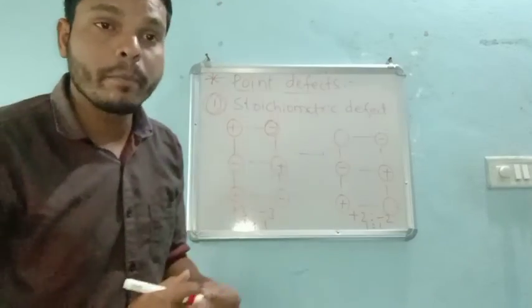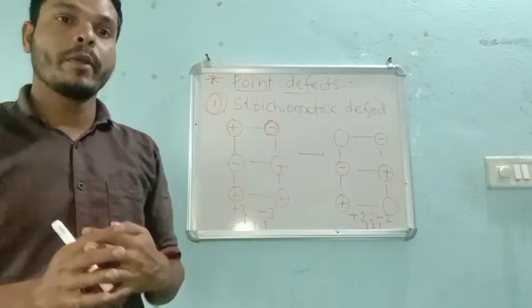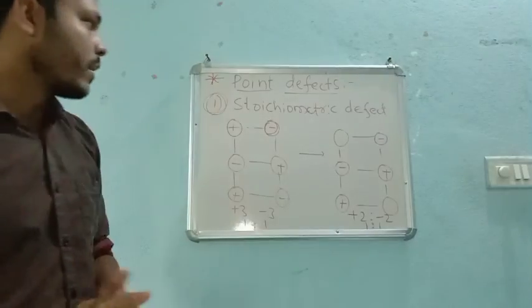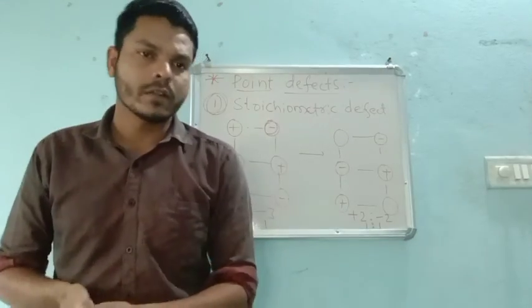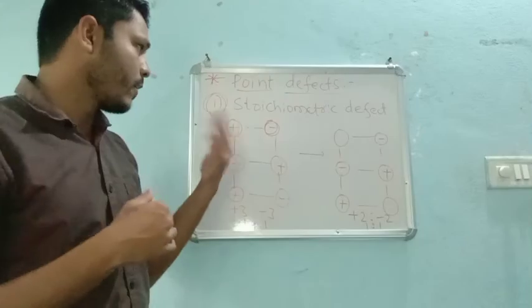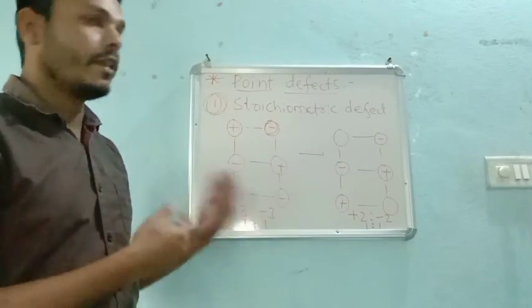The ratio should be maintained overall in the reaction, right? Such types of defects are called stoichiometric defects. And we will discuss non-stoichiometry also. I have just briefly given an introduction. In tomorrow's class, we will discuss it in detail. Thank you.